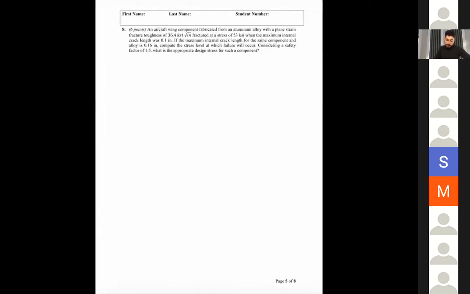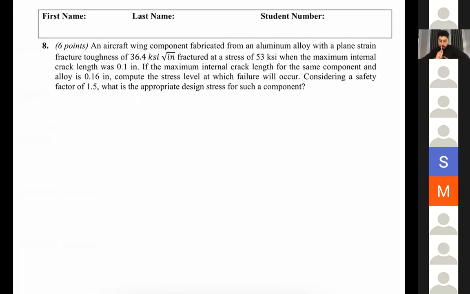Okay, number 8. So an aircraft wing component fabricated from an aluminum alloy with a plane strain fracture toughness of 36.4 KSI per root inch, fabricated at a stress of 53 KSI when the maximum internal crack length was 0.1. If the maximum internal crack length for the same component and alloy are 0.16 inches, compute the stress level at which failure will occur. Consider a safety factor of 1.5. What is the appropriate design stress for such a component?